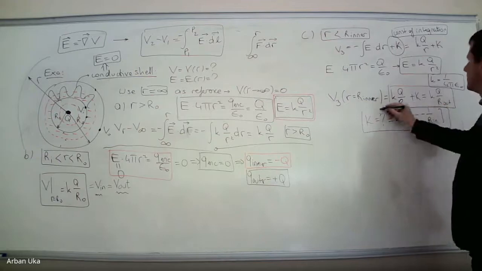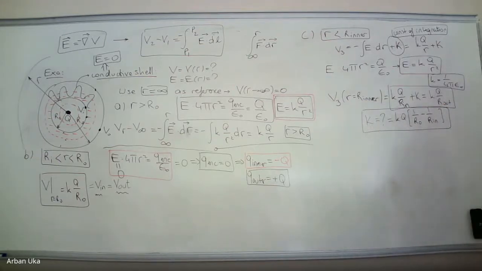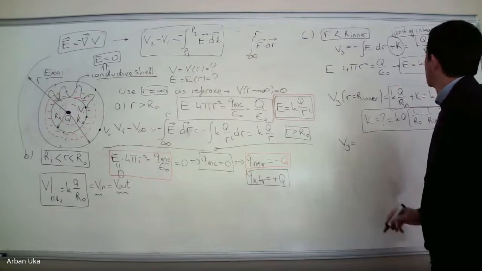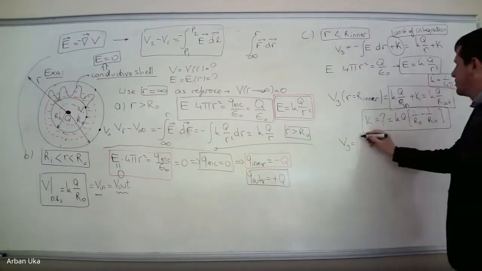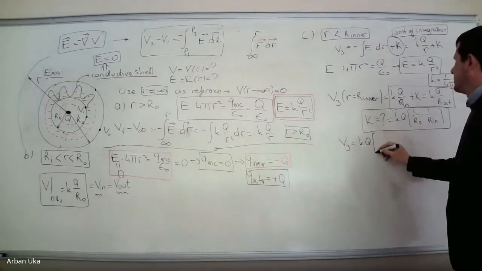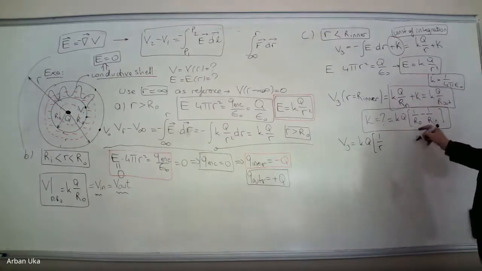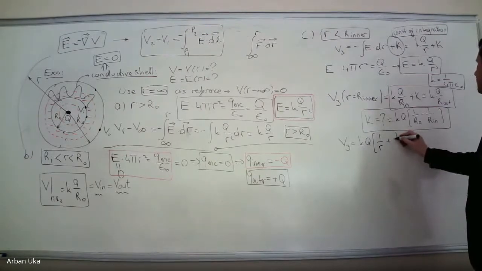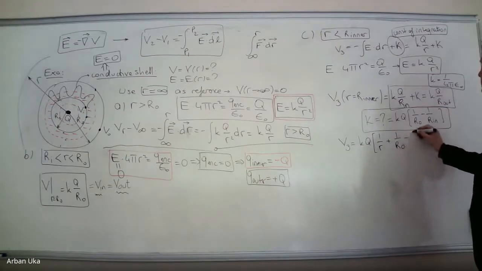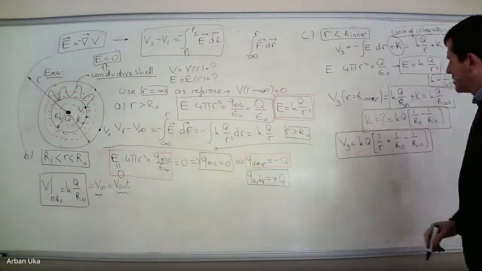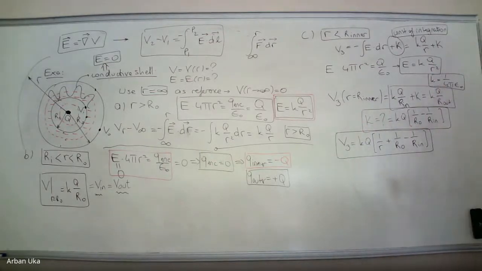So this is our constant of integration, and the complete expression for the potential in region 3 can be written as KQ times 1 over R plus this other K, which is plus 1 over R outer minus 1 over R in. So this would be the complete expression for the potential V3.